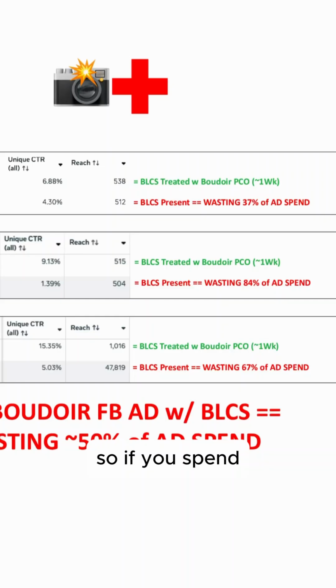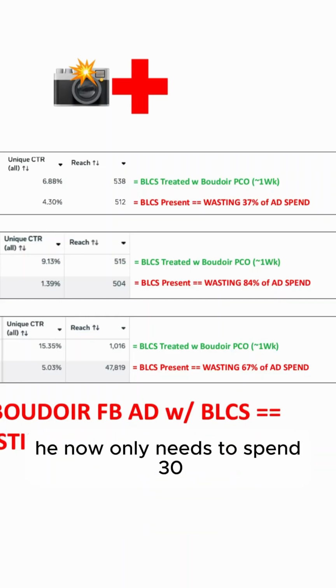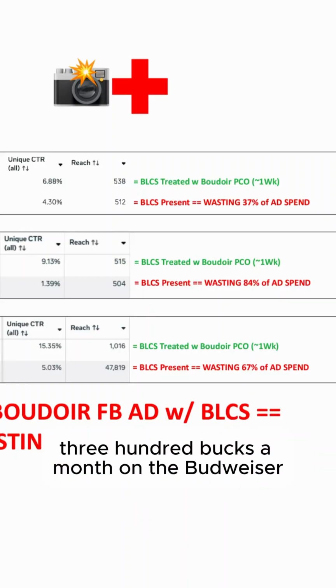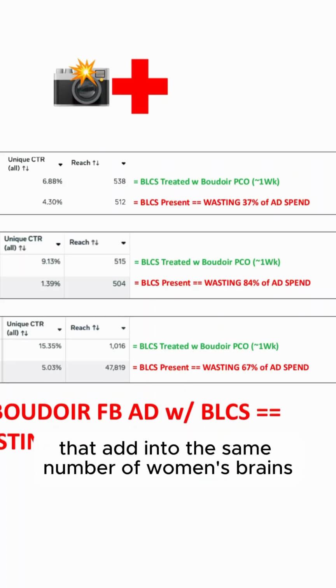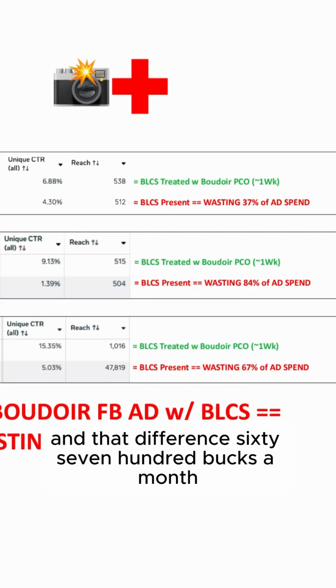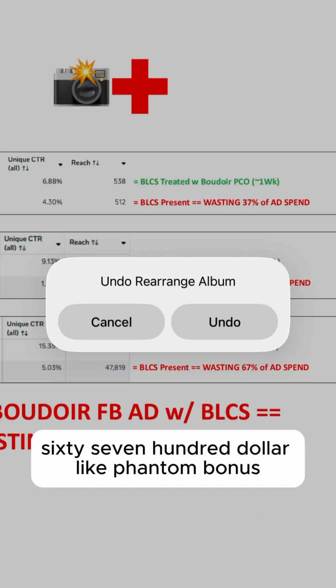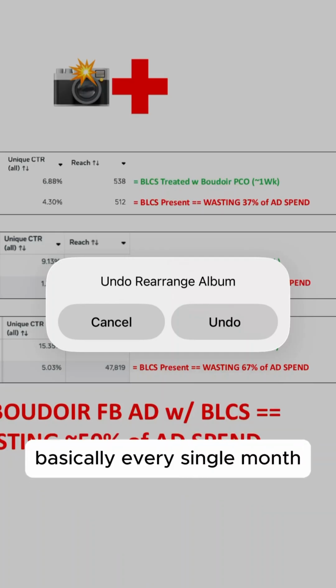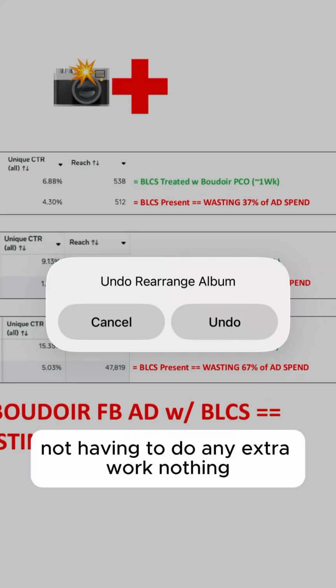So if you're spending 10 grand a month on the original Boudoir Facebook ad, he now only needs to spend 3,300 bucks a month on that Boudoir Pico treated ad to get that ad into the same number of women's brains. And that difference, 6,700 bucks a month, he no longer has to spend. He keeps it in his pocket. $6,700, like a phantom bonus basically every single month. And as a result, after 12 months, it's like an 80K bonus, not having to do any extra work, nothing.